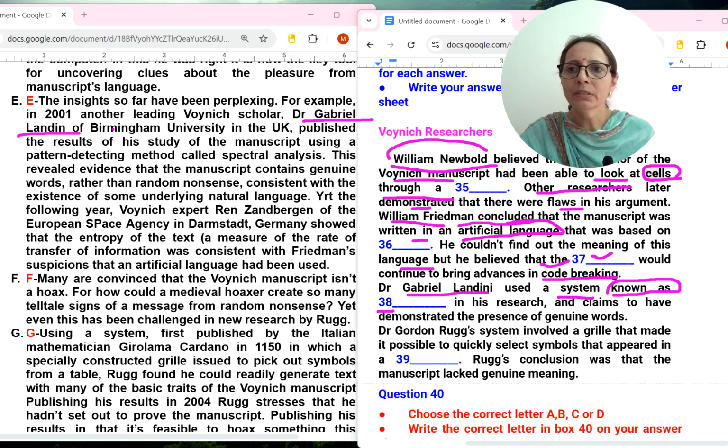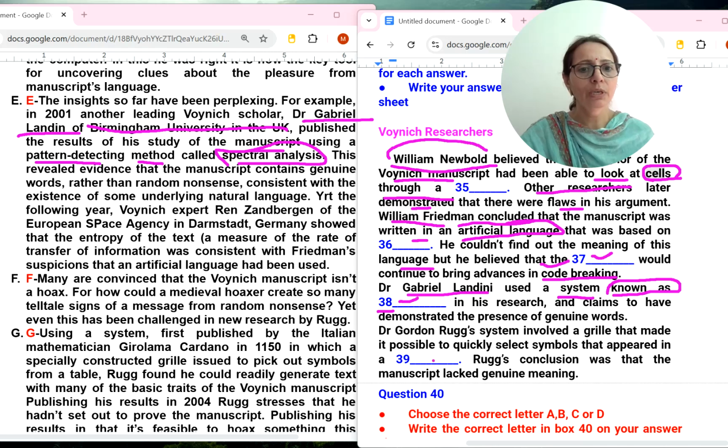So this person of this university is unnecessary information. Don't focus on it. "Published the results of a study of manuscript using a pattern detecting method called spectral analysis." So "called" means known as, and method is system. So the 38th question answer is spectral analysis.